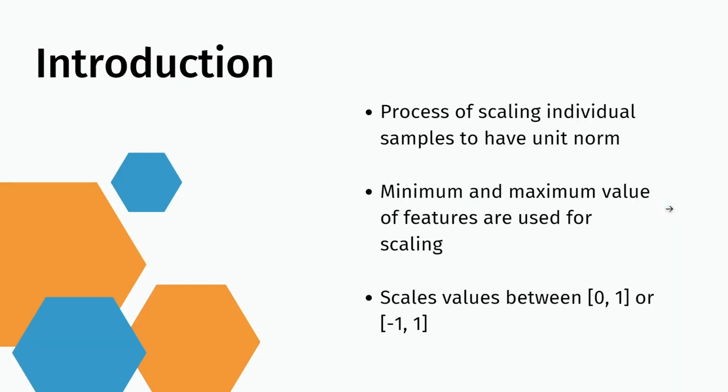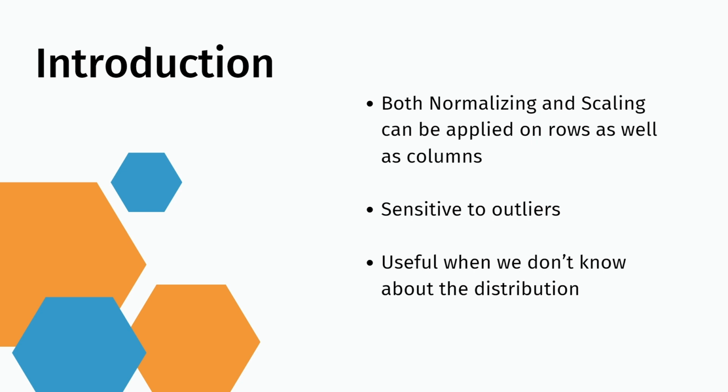So introduction. The process of scaling individual samples to have unit norm is normalization, and the minimum and the maximum value of features are used for scaling. What normalization does is it scales the value between 0 to 1 or -1 to 1. Both normalizing and scaling can be applied on rows as well as columns. Usually they're applied on columns, but if you want, they can also be applied on a row.